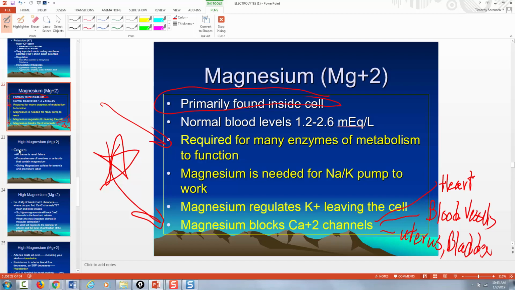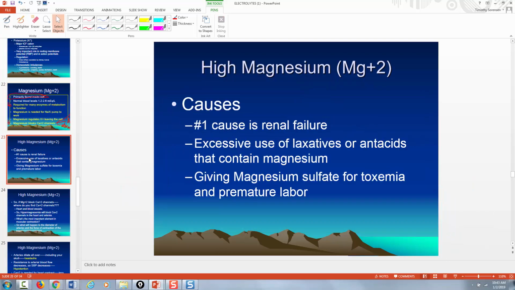Alright. Causes. The biggest one is renal failure. Right? One of the things that happens in the kidney is magnesium is filtered into the collecting tubules and then it's reabsorbed back into the blood. In renal failure, what happens is potassium is exchanged for magnesium. So magnesium gets brought back into the blood in exchange for potassium, and your potassium level goes up.